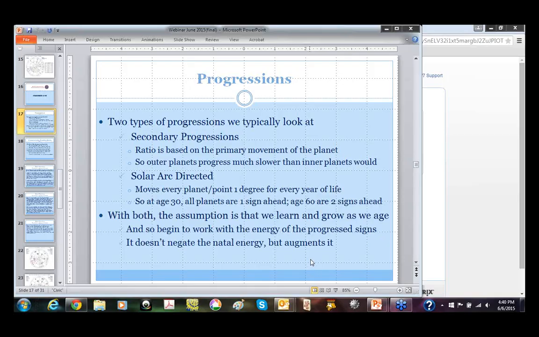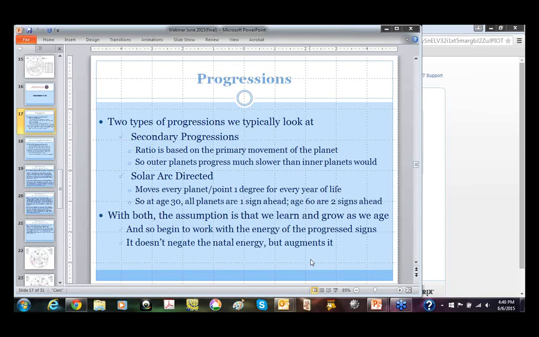The solar arc directed planets move according to 1 degree for every year of life. It is said that a day in our life is equivalent to a year in the life of our Lord. So it moves 1 degree every year. So you can almost take the entire thing and keep shifting it, shifting it, shifting it, and everything will stay exactly where it was, but it'll shift by 1 degree.